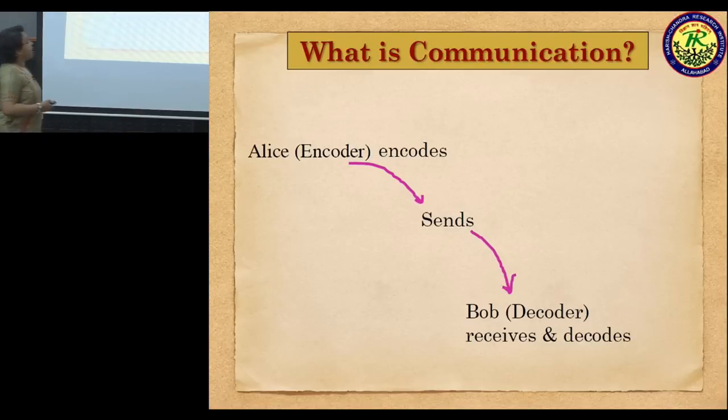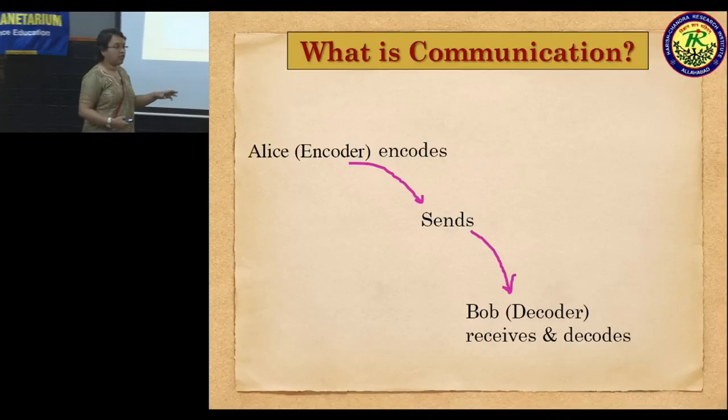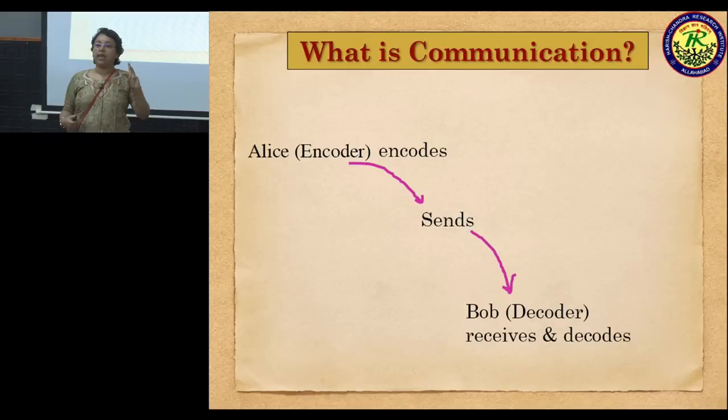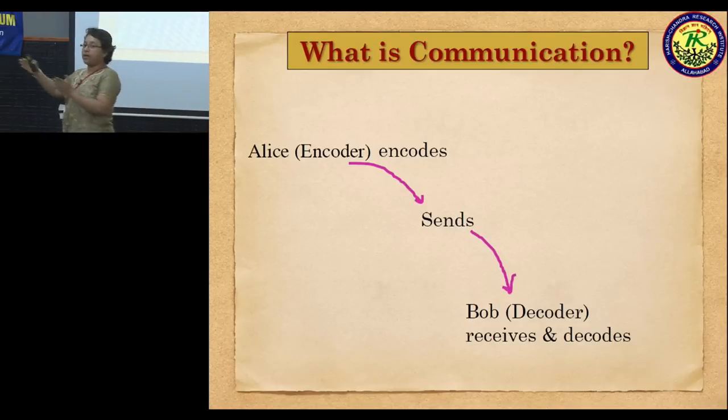So as you see, any communication process consists of 3 steps: first, encoding; second, sending; and third, decoding. So any communication process usually can be characterized by these 3 steps.